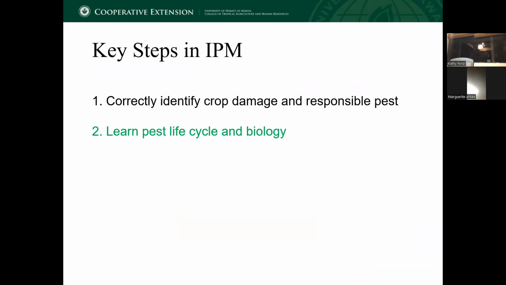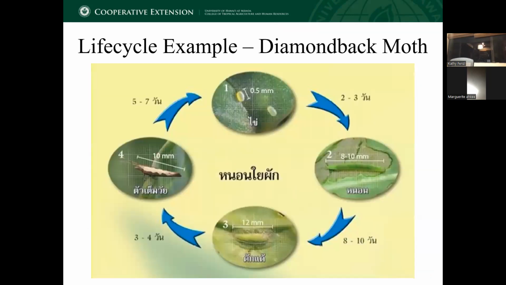So the next step is to think about the life cycle, to understand what their life cycle and their biology is. So just to recap, this is a diamondback moth example, but Jensen had mentioned that it's a 3-week life cycle. So thinking about how many days it takes to go from eggs to nymphs to the adults who are mature and are laying eggs again, and how that might impact our management decisions.